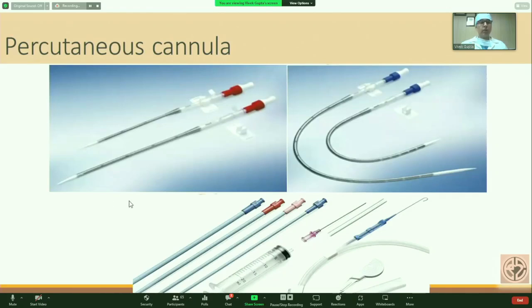To do percutaneous cannulation, you can see this. This is the arterial cannula, and these are the venous cannulas, the longer one, blue colored. Along with that, other equipment required are the guide wire, puncture needle, and the different sizes of dilators you can see.